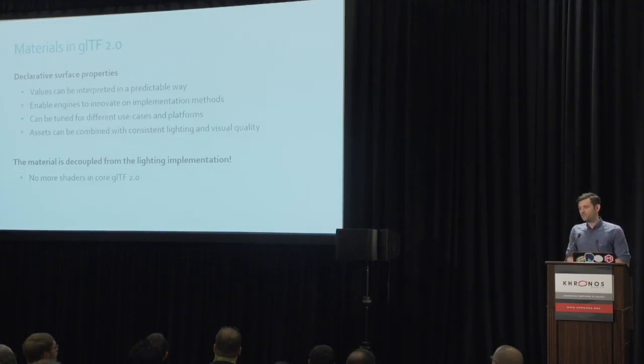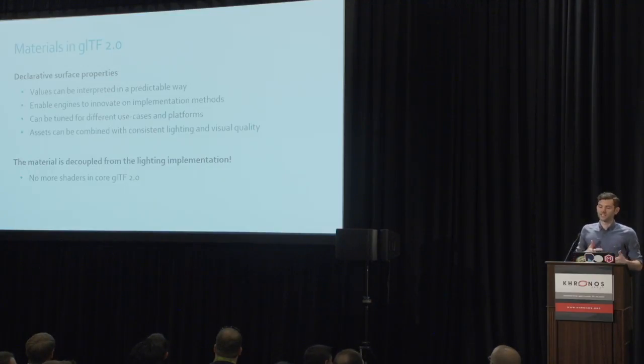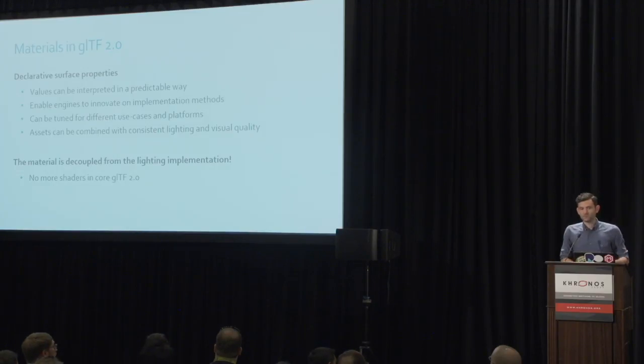So for glTF 2.0, we needed a declarative surface property model. We needed values that could be interpreted in a specific way. We wanted to enable engines to be able to innovate with the math that they used, but still have the same core properties. And we wanted to be able to tune it for different use cases and platforms. You could use it in a path tracer, or you could use it on a mobile device. And we want the same assets to go cross-engine and cross-platform, and we wanted to be able to combine them with consistent quality.